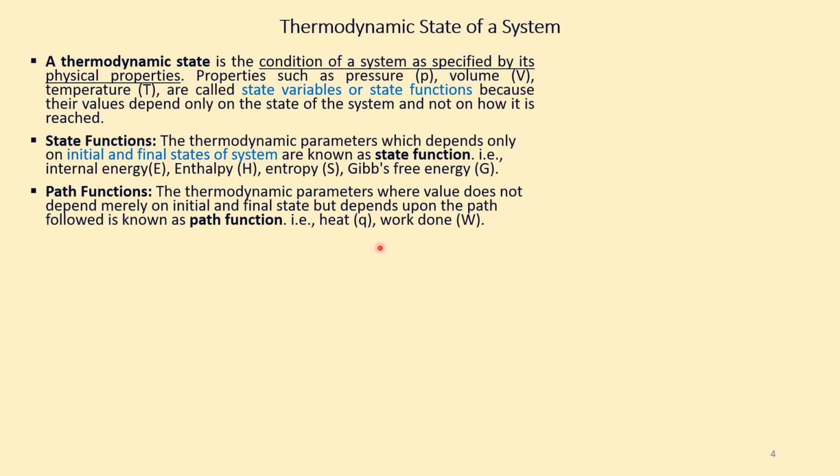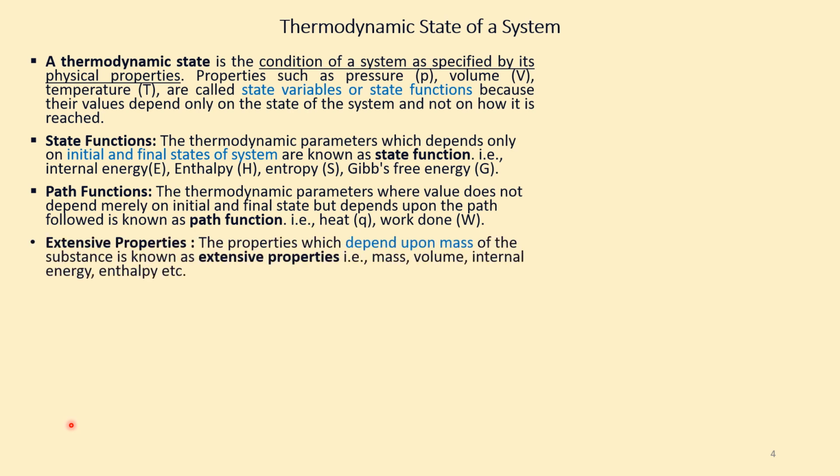Path functions. The thermodynamic parameters whose value does not depend merely on the initial and final state but also on the path followed are known as path functions. So path functions depend on the initial and final state but also on the path followed. Examples are heat and work done. Heat is represented by the symbol small q and work done by W.